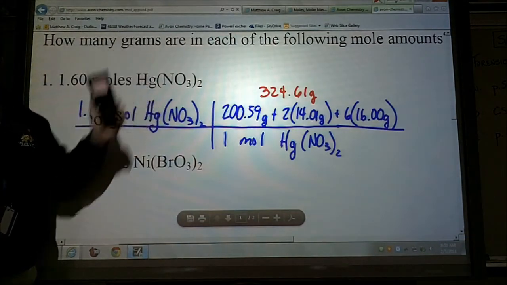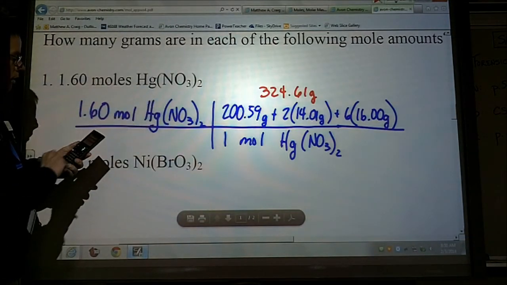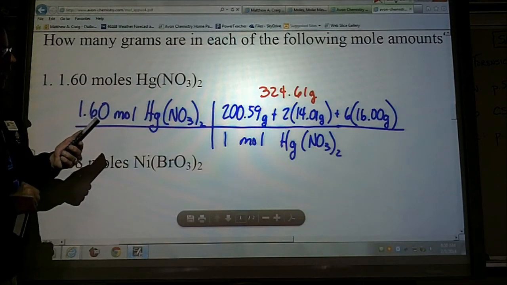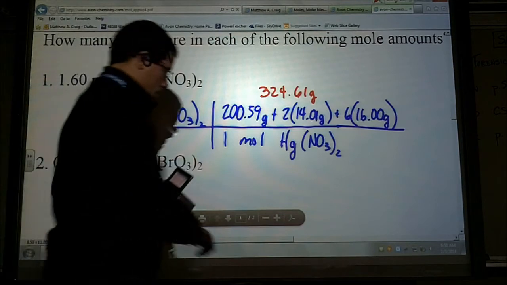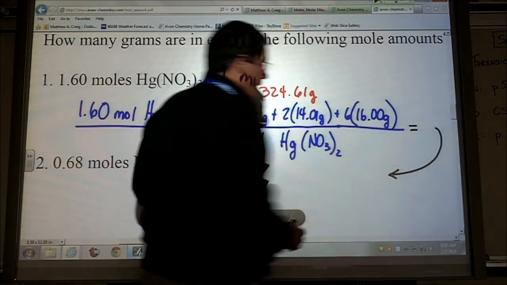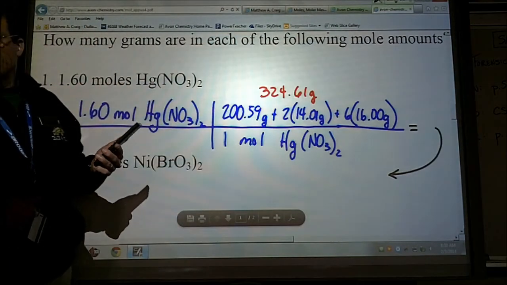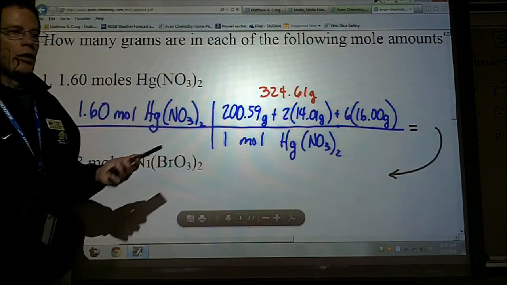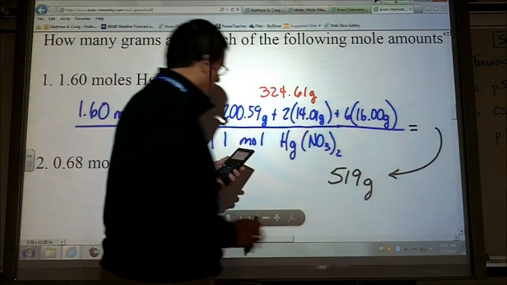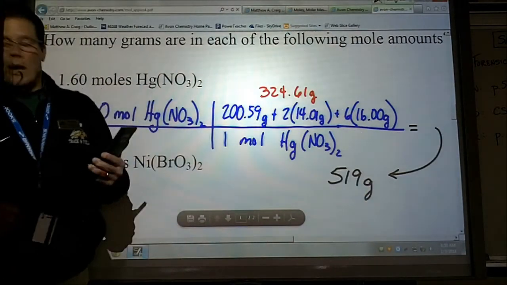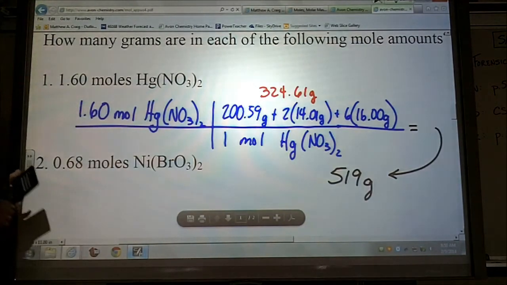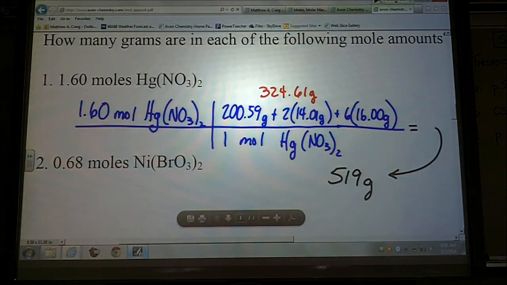If you have an answer button, or even just hit times, should pop up 1.6. And what do you get? Anybody get a number? 519. And that one we would round to 3 sig figs. 519? Anybody else get that? My calculator says 519.376. Yeah, mine is too. Just plug it in all at once. Absolutely, you can plug it in all at once.